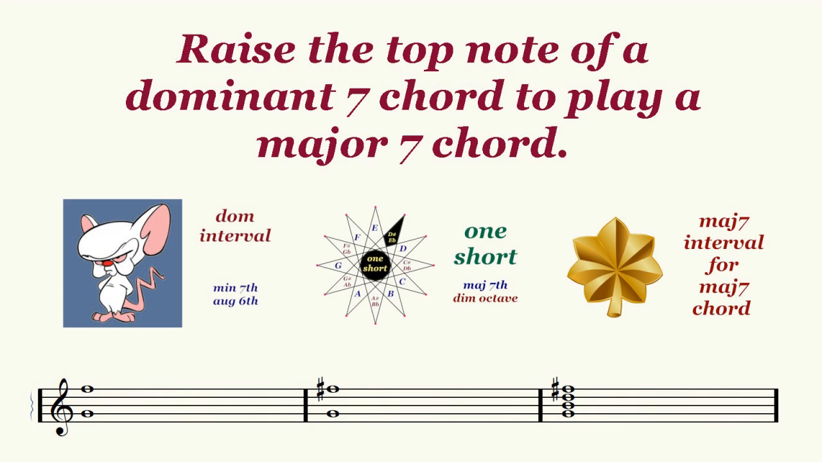Let's talk about how we can morph from this G7 chord to the G major 7 chord. We want to examine the dominant interval. This is exactly what gives this chord its name. If we enlarge this interval to our one short interval, we have our G major 7 chord. It is also a snowman chord, and we can call this the second cousin.